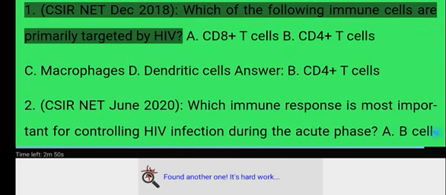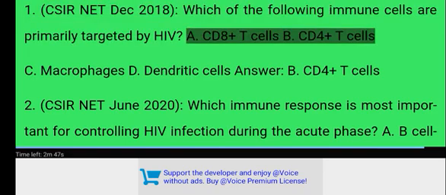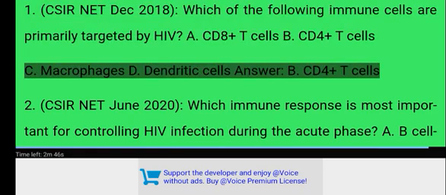CSIR-NET previous year questions. 1. CSIR-NET Dec 2018. Which of the following immune cells are primarily targeted by HIV? A. CD8 plus T cells, B. CD4 plus T cells, C. Macrophages, D. Dendritic cells. Answer: B, CD4 plus T cells.